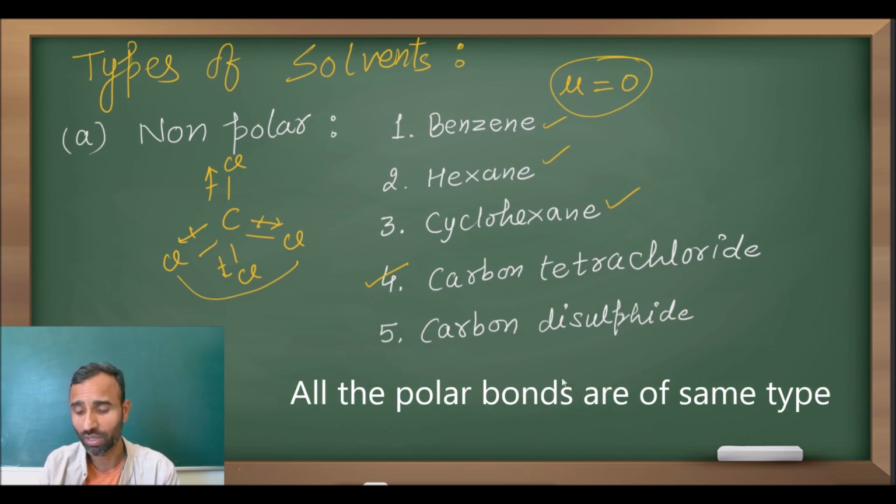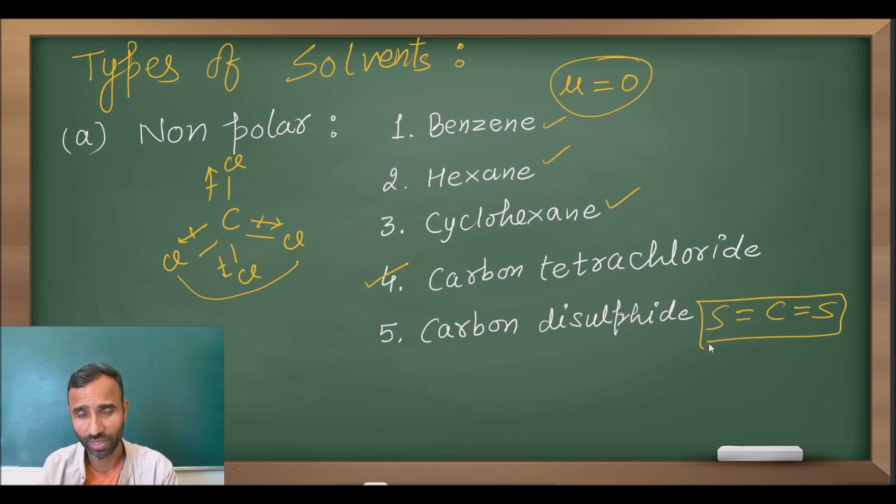Same is the case with carbon disulfide. That is quite obvious. But CCl4 is something different, because in CCl4 all the C-Cl bonds are polar, but because of the symmetrical arrangement of the bond pairs, their net polarity is zero, their net dipole moment is zero. So they are all non-polar solvents.